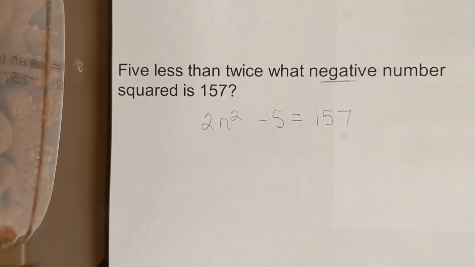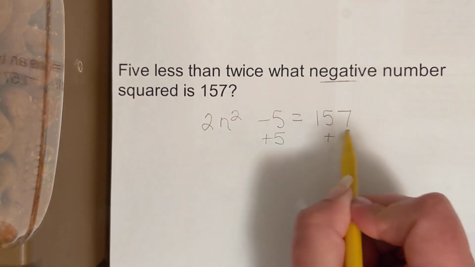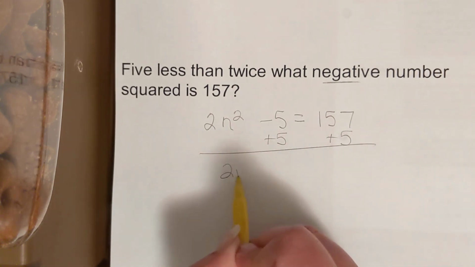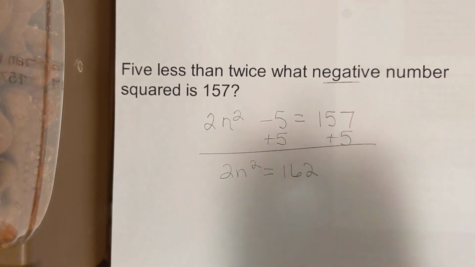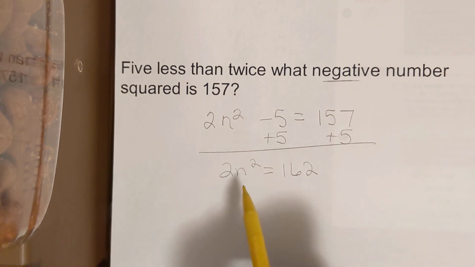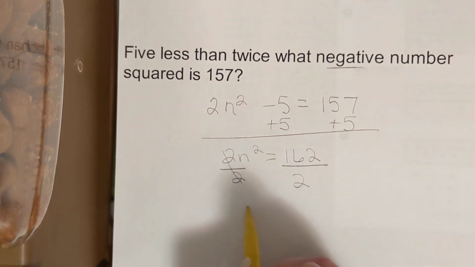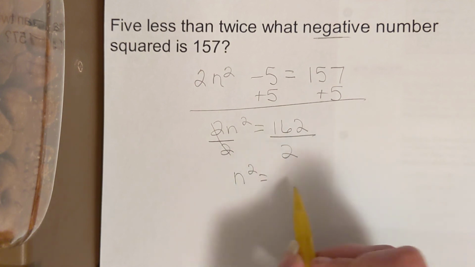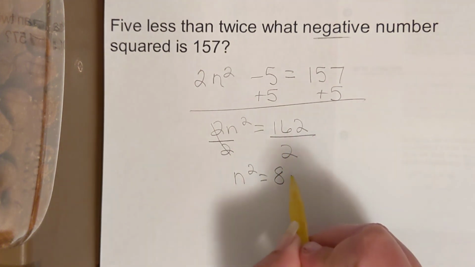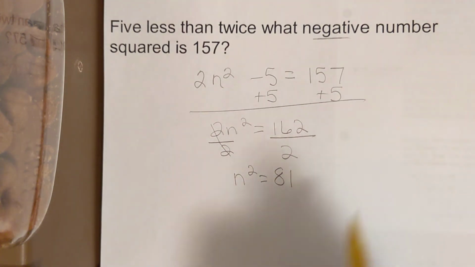157. Okay, so let's go ahead and solve this. Let's add 5. Let's add 5. So I get 2n squared equals, well, when I add those together, I get 162. Okay, to solve then for n squared, divide by 2, divide by 2. Those cancel. I get n squared equals, well, let's see, 2 goes into 16 how many times? 8. 2 goes into 2 one time. So I get n squared equals 81. Feel free to do the division. You don't have to try to do it in your head. You can do it on paper.